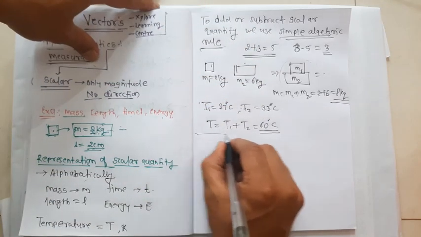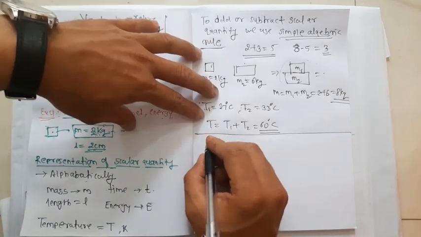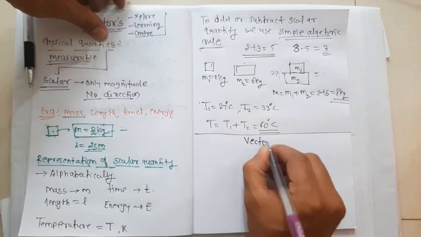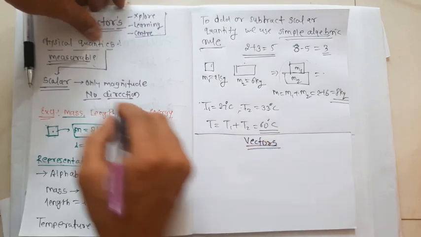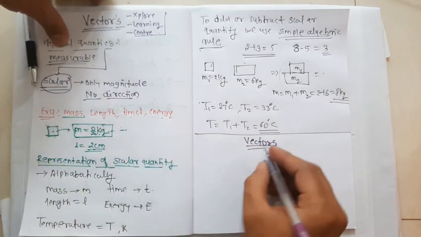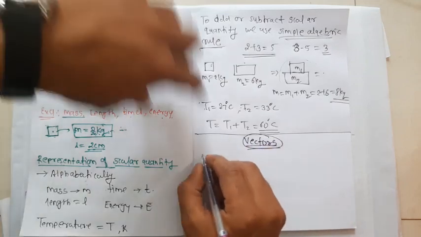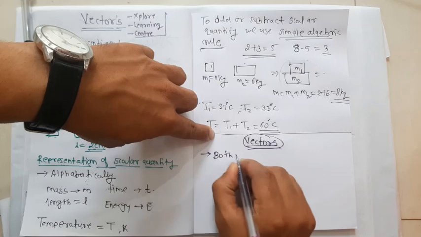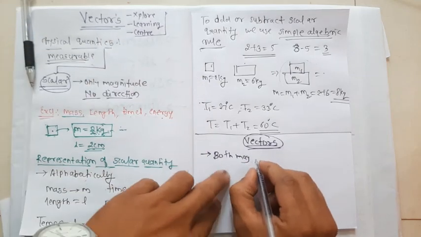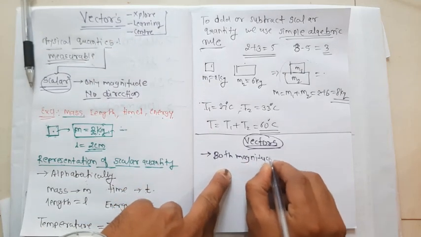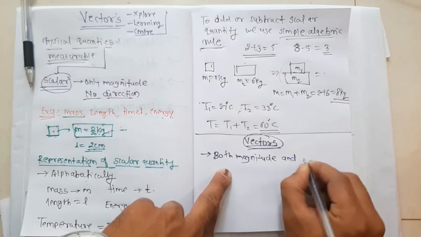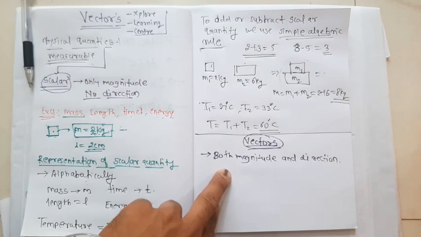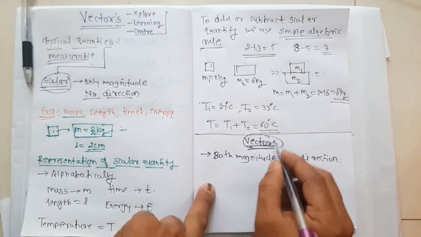Now if you talk about vectors, I will write it down here. The next type of physical quantity: this is the first physical quantity, and this is the second physical quantity. This physical quantity has both magnitude and direction. Such physical quantities are known as a vector.